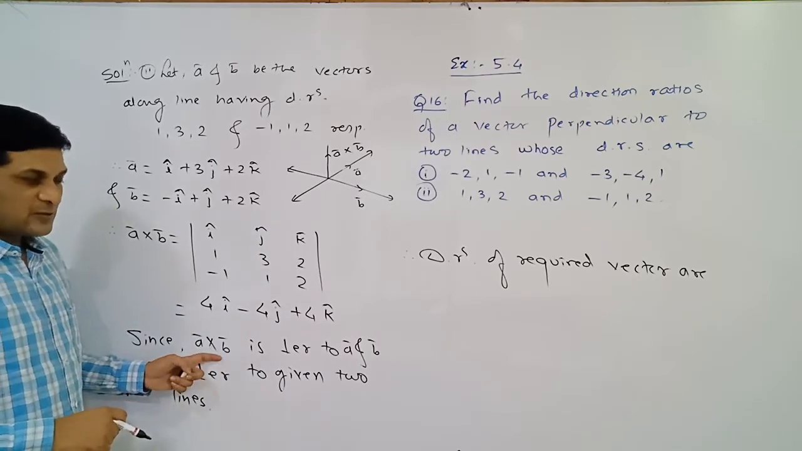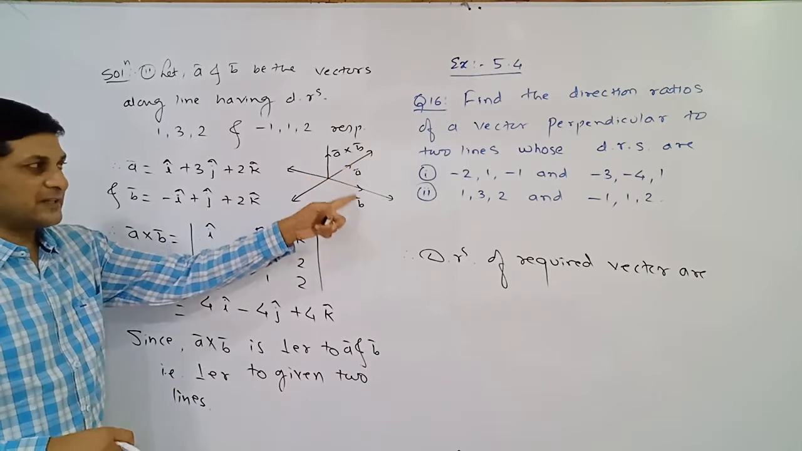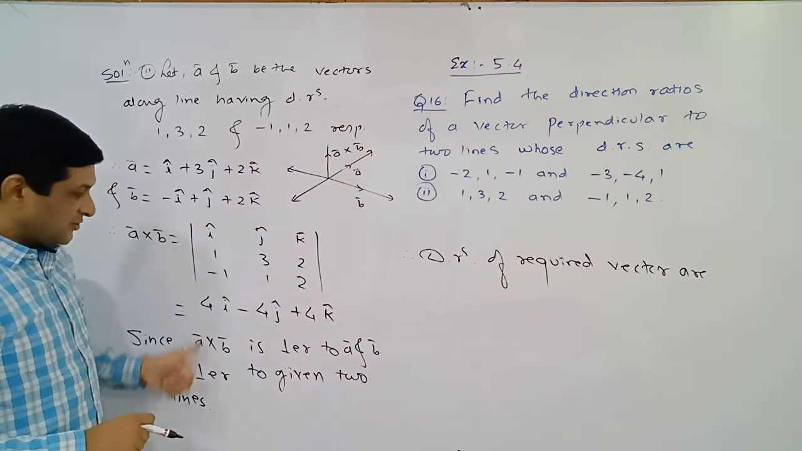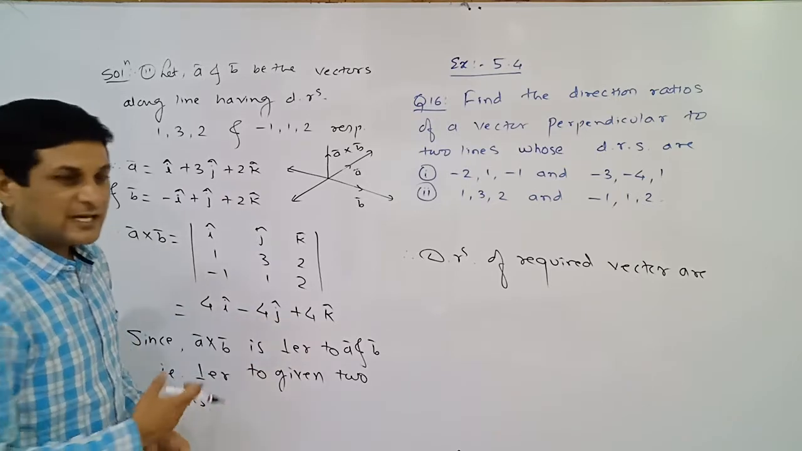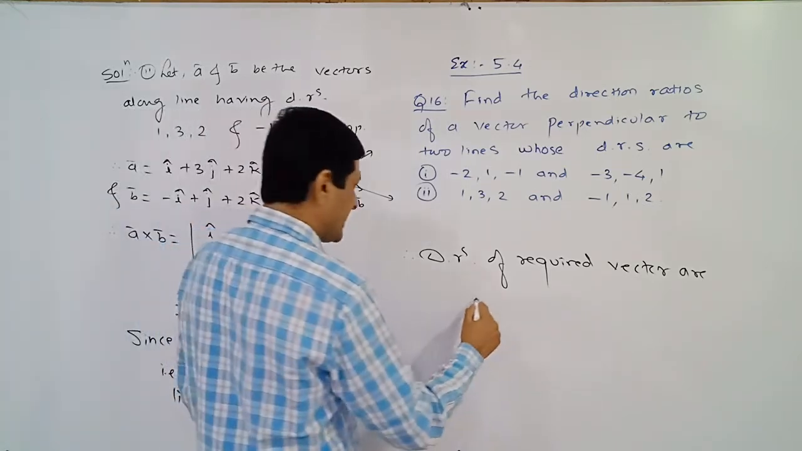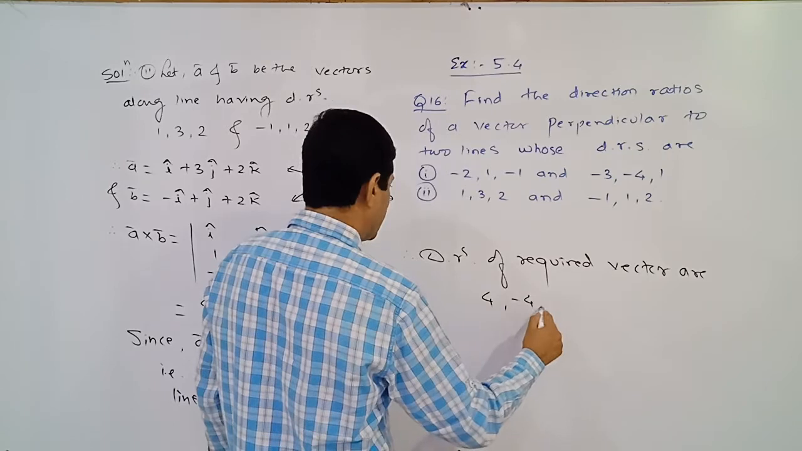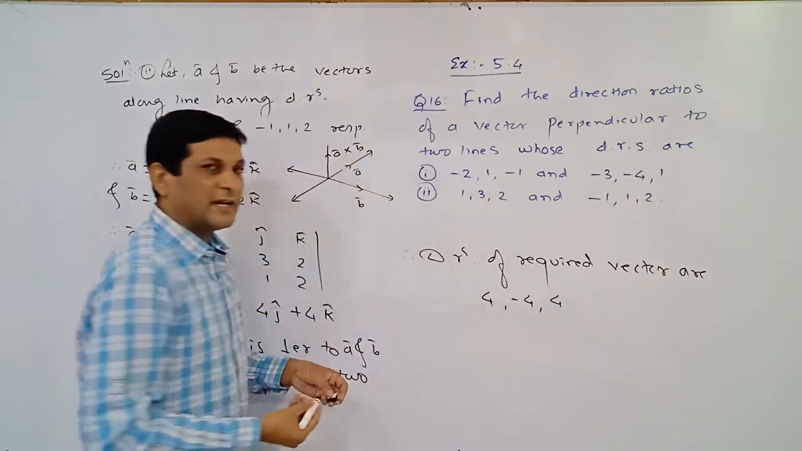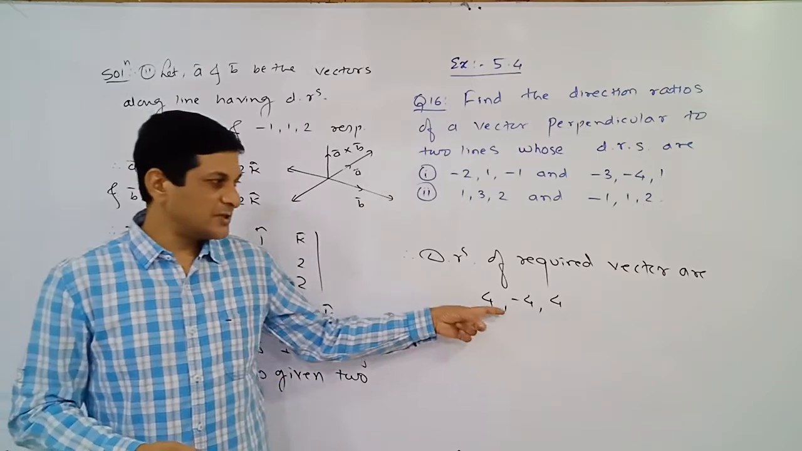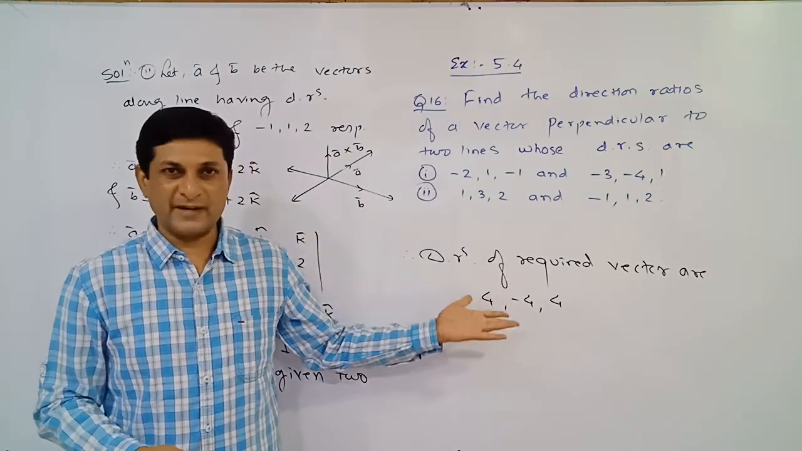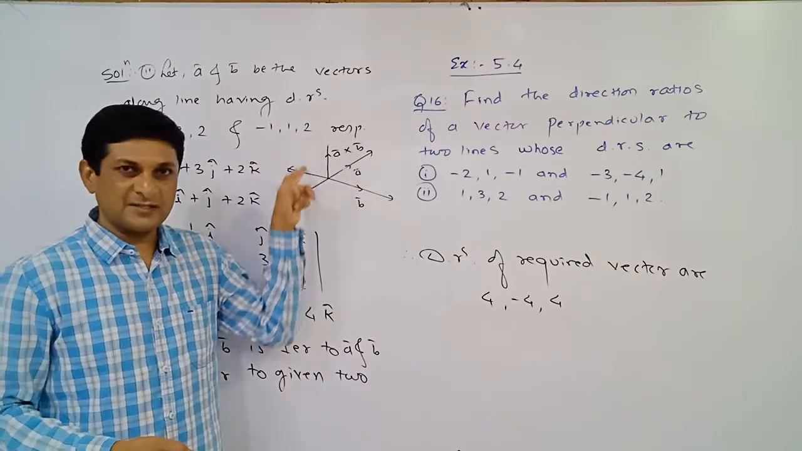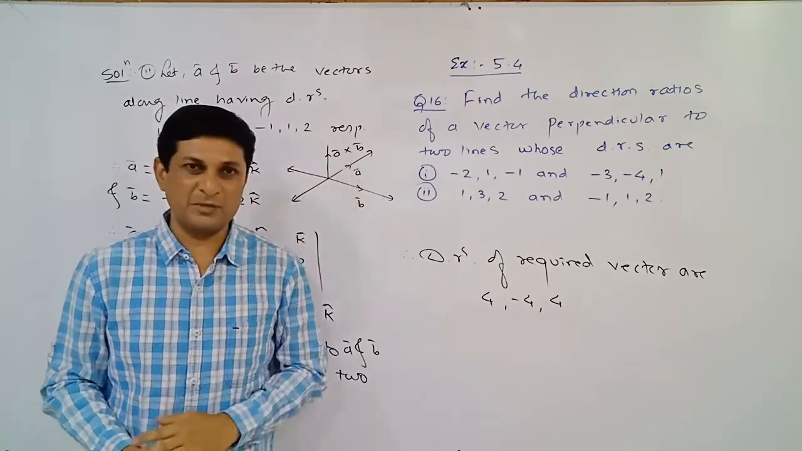So we know that A bar cross B bar is perpendicular to both the vectors A bar and B bar, means it is perpendicular to both the lines. So the vector perpendicular to both the lines is known to us. Here the coefficients of i cap, j cap, k cap are nothing but the direction ratios of that perpendicular vector. So in this way we have got the direction ratios of the required vector, means such a vector which is perpendicular to A bar and also B bar, and that vector is nothing but A bar cross B bar.